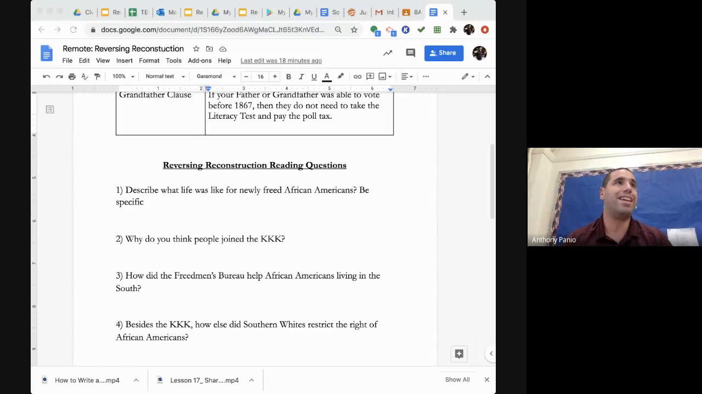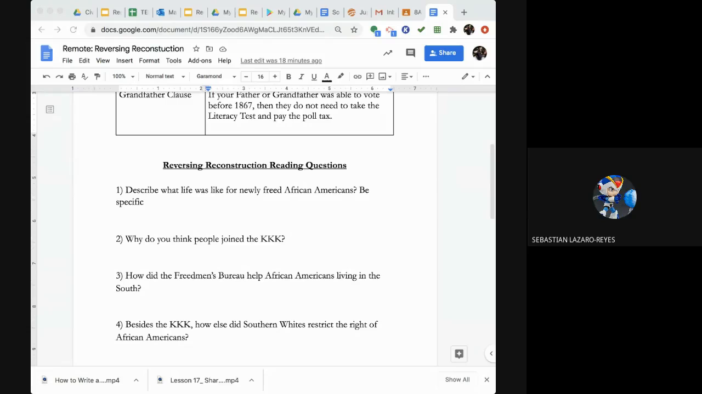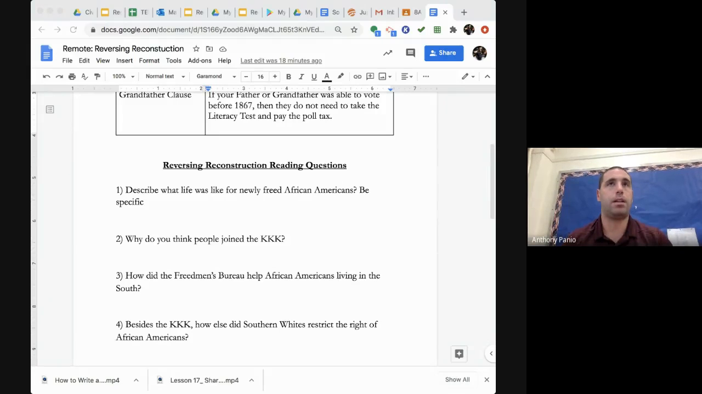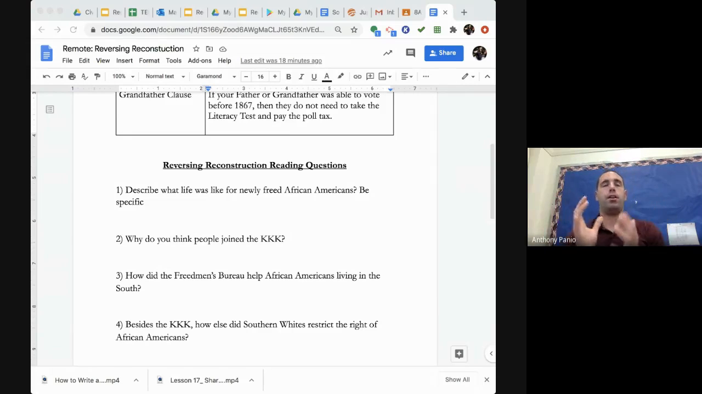They wanted basically to keep African Americans from being free. And here's pretty much the reason, and this is horrible, but this was the truth at the time. Those particular people that joined the Ku Klux Klan did not see African Americans as equals. They looked at them as less of a person.